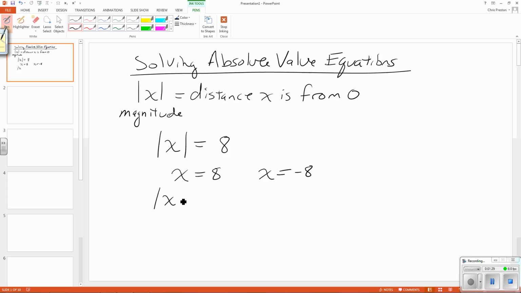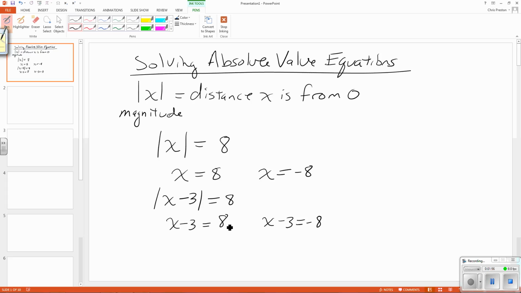Let's say I have the absolute value of x minus 3 equals 8. Well, without trying to initially figure out what x is, I know whatever's inside this absolute value, from this previous example, whatever's in there either has to be an 8 or a -8. So it's got to work out to be 8, or it's got to work out to be -8 in order for this absolute value to be 8.